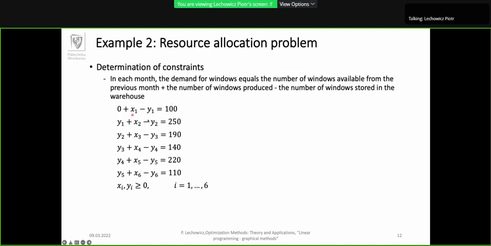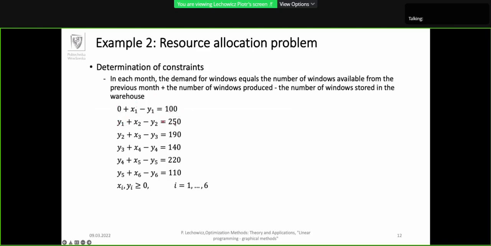So in the first month, we do not have any available windows from the previous month. We have to add windows which we produced in the first month, and we have to subtract the windows which we will store in a warehouse for the next month, and the result should be equal to 100. So this is the production requirement for this month.